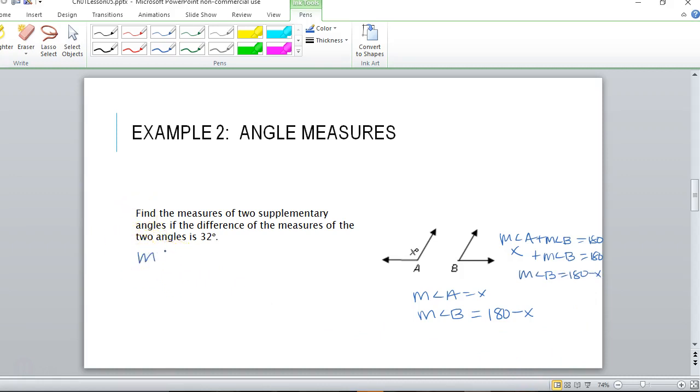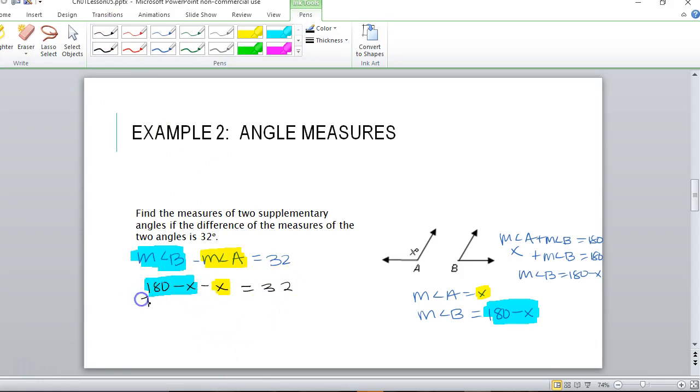So here's what I'm going to do. I know the difference between those two. I'm going to take x and put it in for the measure of angle A, and I'm going to take this stuff for angle B and put it right here. Then we're going to have a nice little equation that we can solve. So 180 minus x minus x. Notice what I did: I put x where the measure of angle A was before, and I put 180 minus x where the measure of angle B was before. And that's equal to 32. Now go ahead and solve that equation for me.